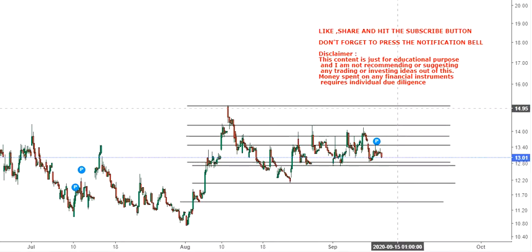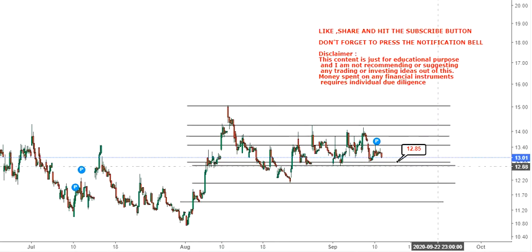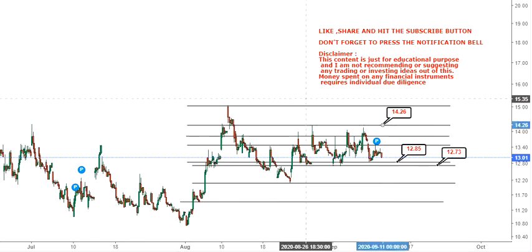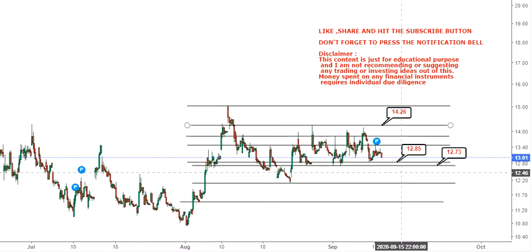I have added two more extra lines, one on the upside and one on the downside. So your current range, on the downside you have a support in between 12.85 to 12.73. These are your support levels on the downside for the time being, and on the upside you have 14.26. So this is the range inside which the stock is trading right now. So you have to consider this range first.